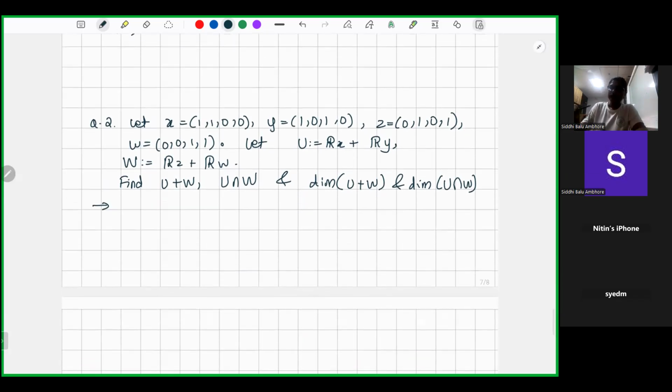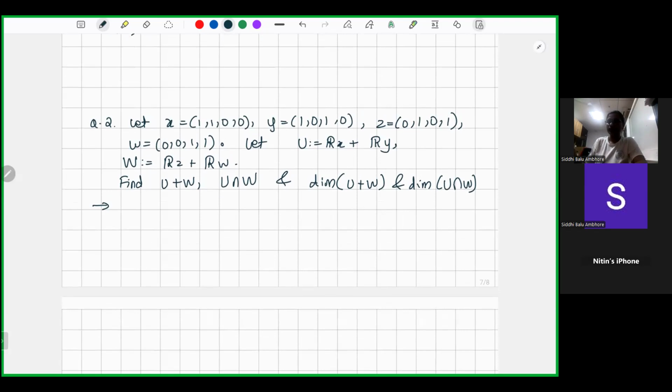Okay, so let us first see the way we have this U and W defined. It is clear. If these two vectors x and y, and z and w, are linearly independent, in that case the dimension of U and the dimension of W is pretty explicit, that it is 2 and 2 respectively.